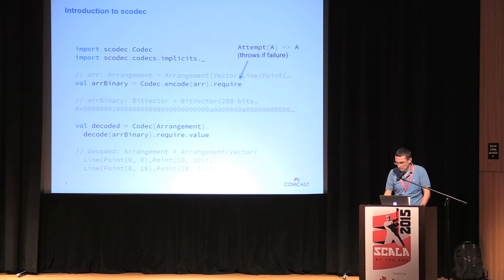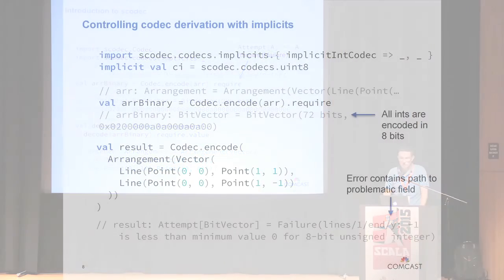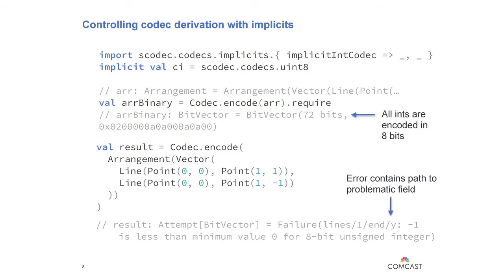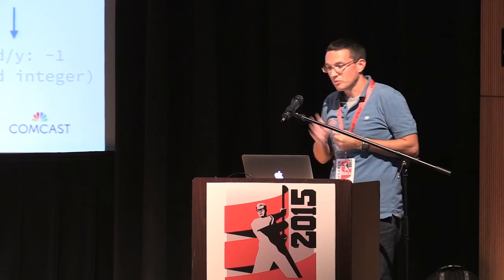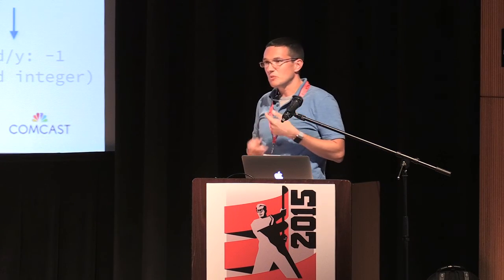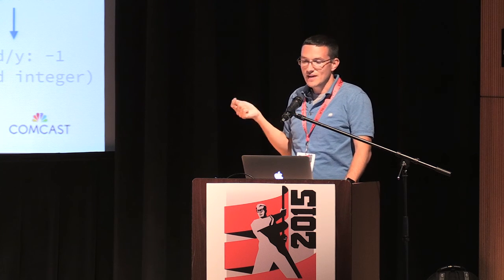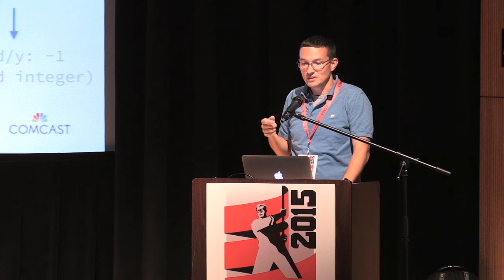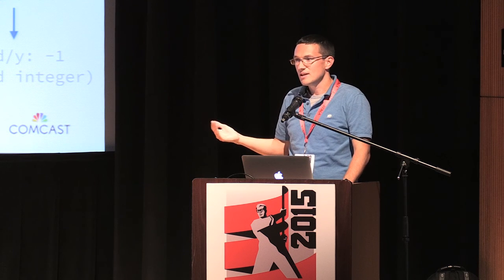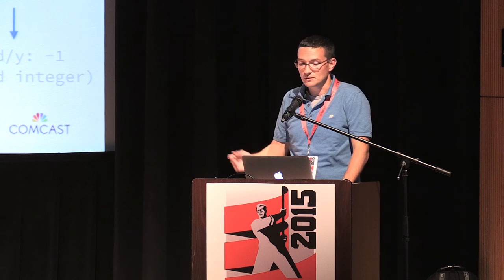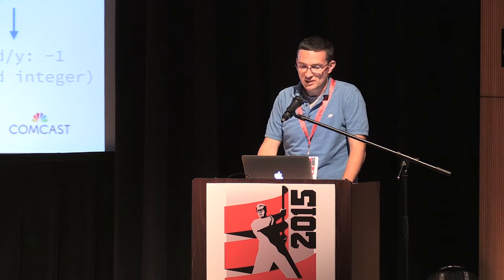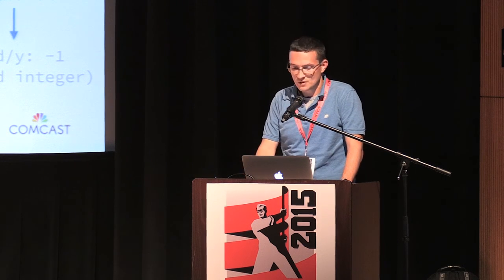So this is sort of like the lowest bar we can put in place for a serialization framework. We can control how any individual component in our case classes is serialized by playing games with implicit scope. So instead of importing the entire implicits package, if we imported everything but this implicit int codec, and then defined a different codec of int in implicit scope, here's one that encodes into an 8-bit unsigned integer field, then when we encode our arrangement, we end up with something that's only 72 bits large, right?